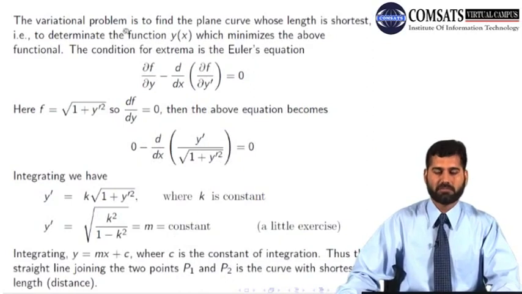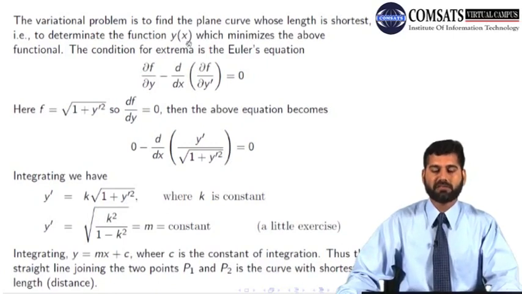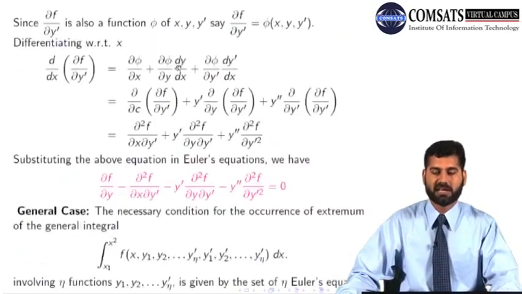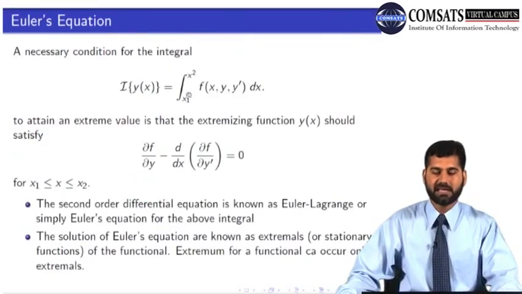The variational problem is to find the plane curve whose length is shortest, that is, to determine the function y(x) which minimizes the above functional. The condition for extrema is the Euler's equation. We know that these are equivalent forms. Let's go back here.